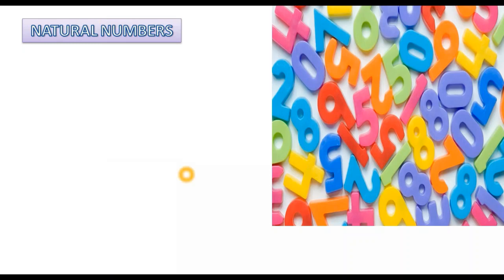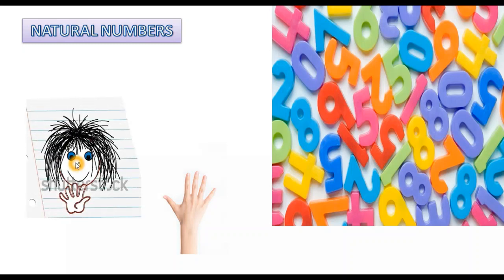So, when you look at your hand, how many fingers do you have in each hand? There are five fingers. So, what is five? Five is a natural number. Do you think that you can count the number of hairs on your head? Tough, right? But it's not uncountable, right? You can count, but it's going to take a huge amount of time, right?